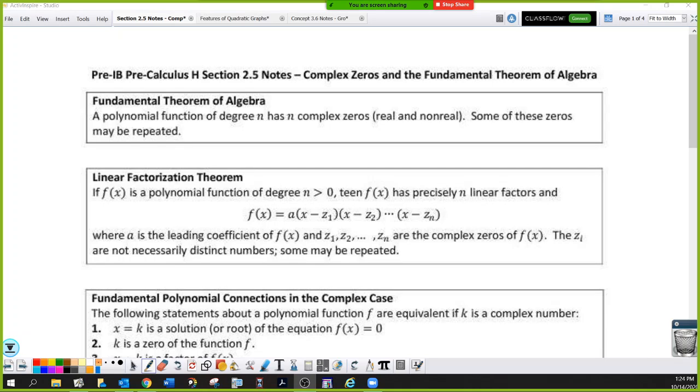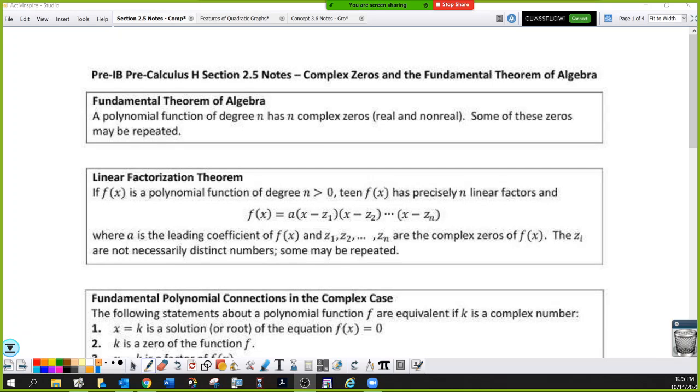Today's lesson is called Complex Zeros and Fundamental Theorem of Algebra. We are going to be talking about the complex zeros of a polynomial of higher degree, meaning the complex solutions. That's what it means to be a zero. Well, the fundamental theorem of algebra says the polynomial function of degree n, like a fourth degree polynomial or fifth degree polynomial, has exactly n complex zeros. You see, this includes the real and the non-real.